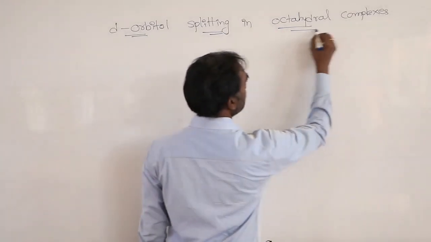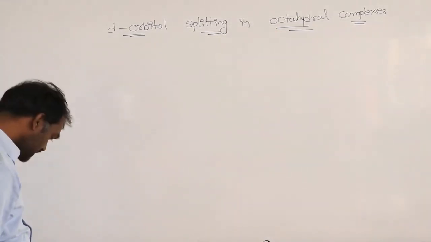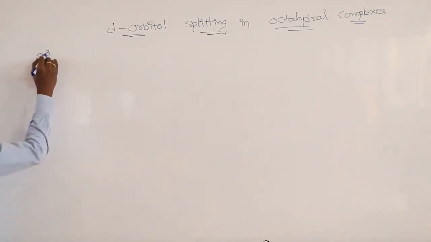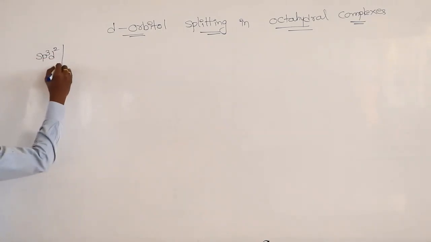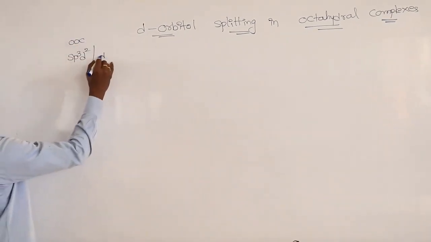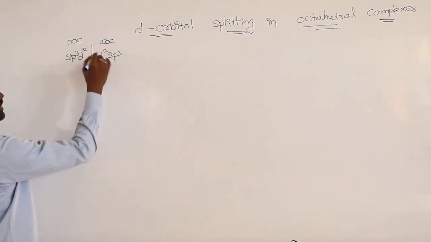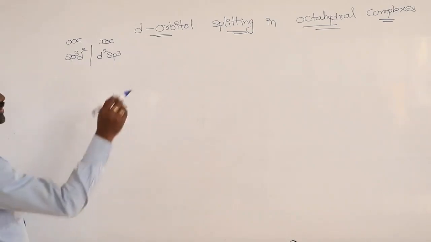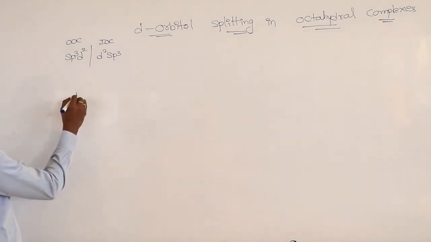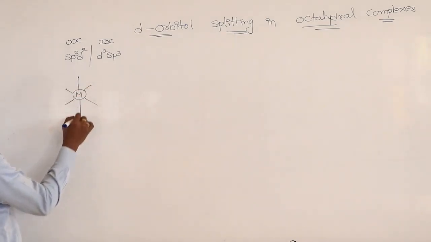The splitting concept comes from CFT only. If you see octahedral, what is the hybridization? That is sp3d2, the outer orbital complex. Otherwise, d2sp3, the inner orbital complex according to VBT. So, what will be the structure? The metal is surrounded by 6 ligands.